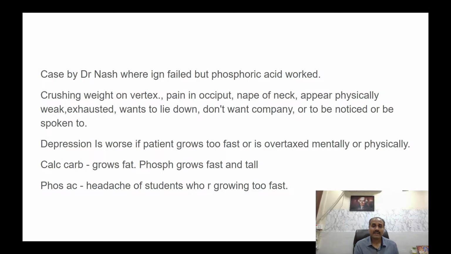And the depression is worse if the patient grows too fast or is overtaxed mentally and physically. So in young people, how will we find the indication for phosphoric acid?